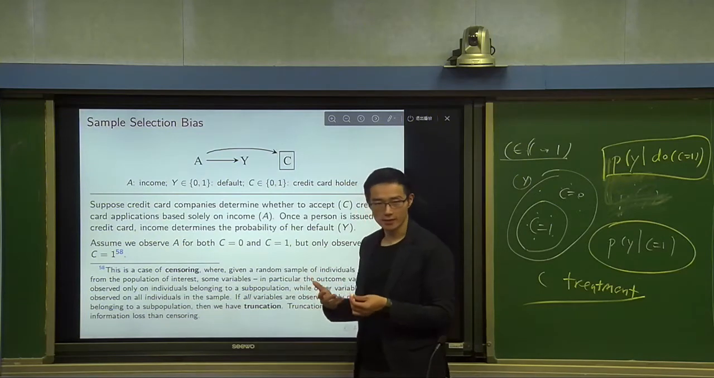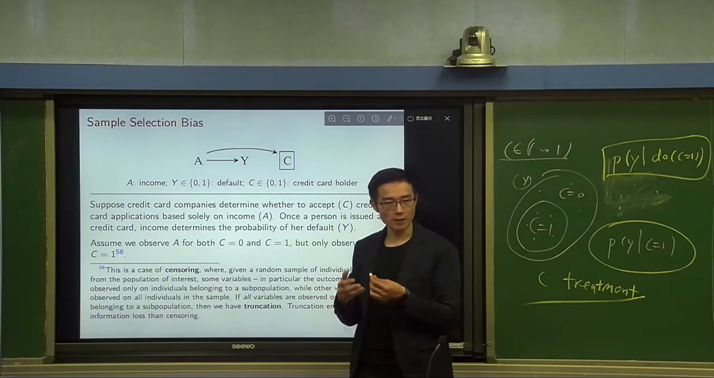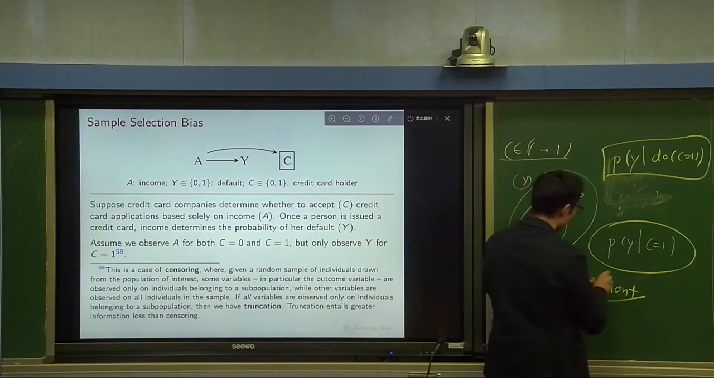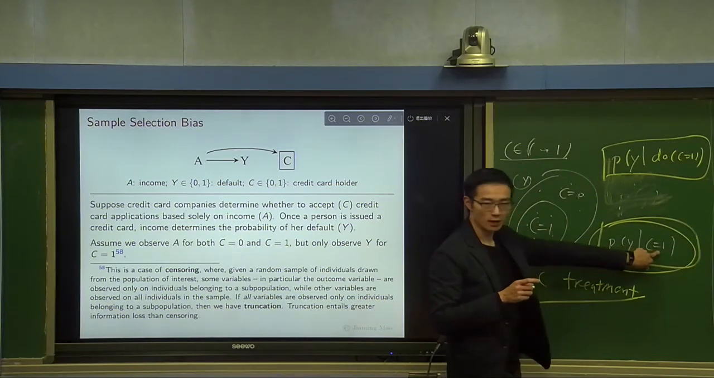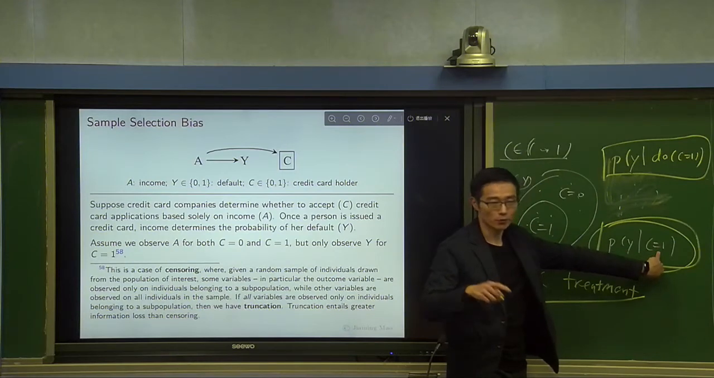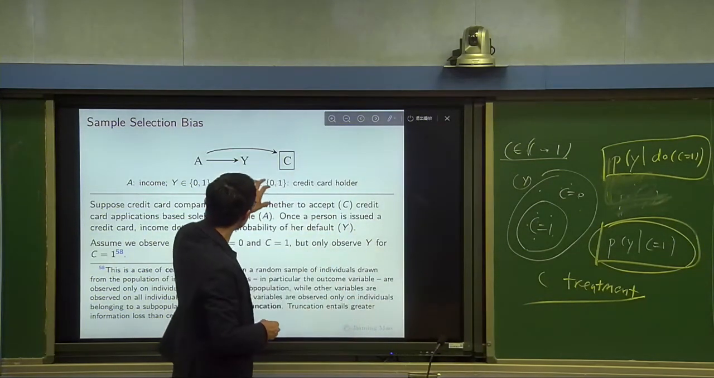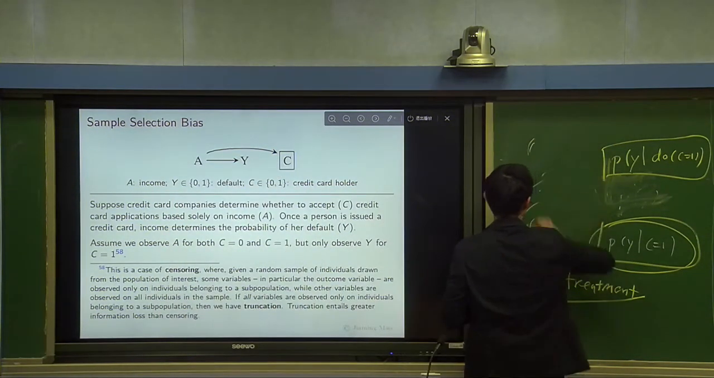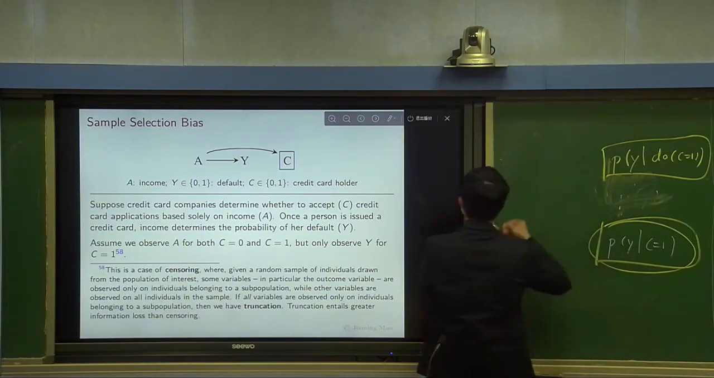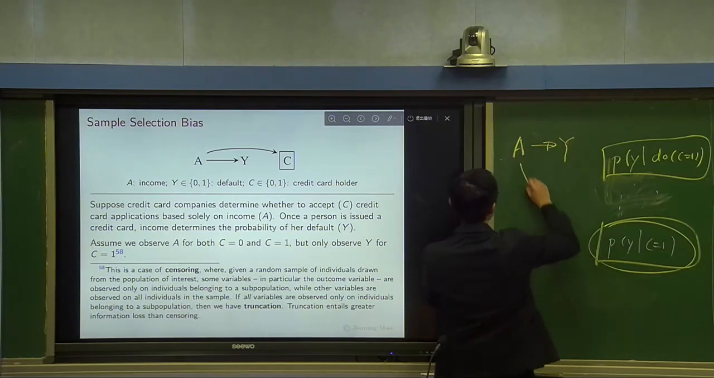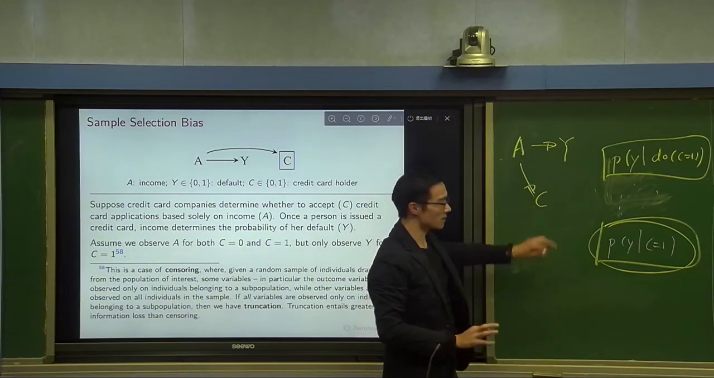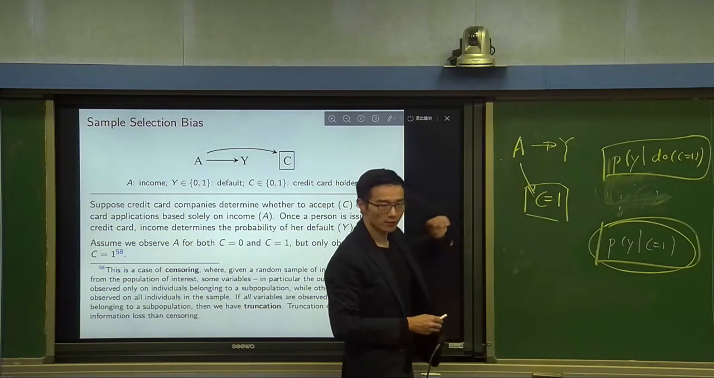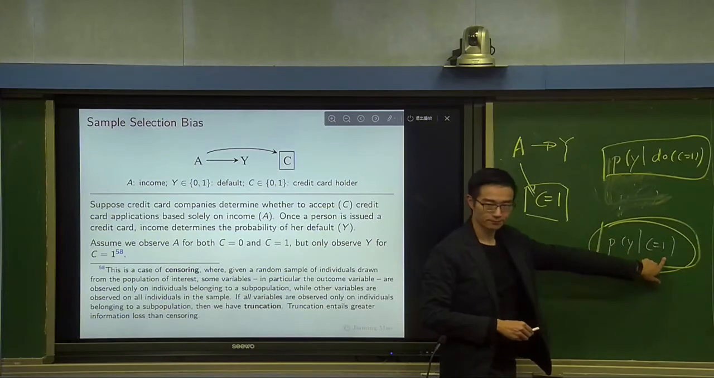Now let's assume that I do not see the entire population. I only see data from a subpopulation, the population that actually gets a credit card. So what I see is the probability of default conditional on people having a credit card. I do not see the probability of default for people who do not have a credit card. In graph terms, the data we see is conditional on c equal to 1. Do people see that? Income goes to default, and income leads to whether a person gets a credit card or not, but we only see the data conditional on c equal to 1. So the data we see is p of y conditional on c equal to 1.